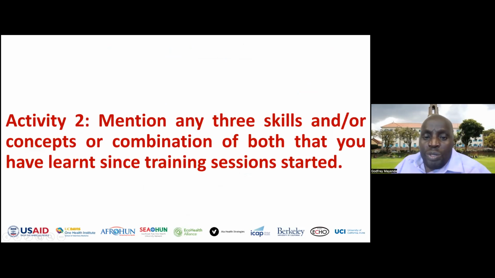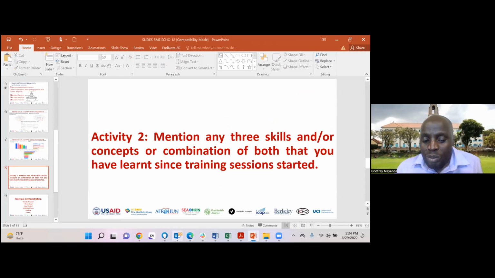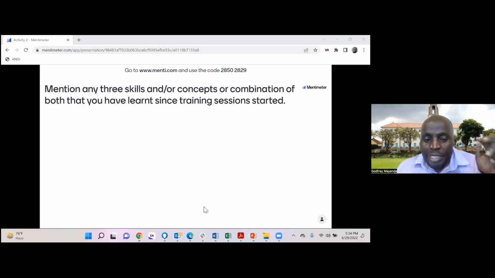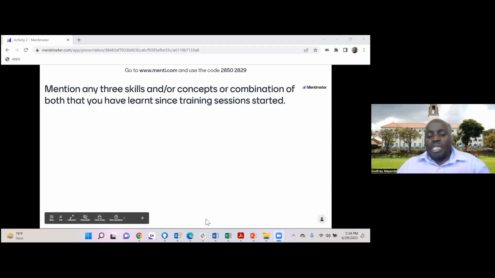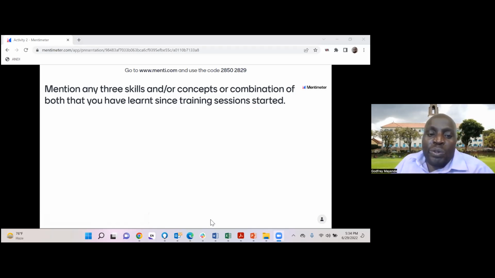Yes, as we said, we are going to do this. I am going to bring this question forward again because I'm trying to apply what I'm saying. Activity number 2 is a simple activity, which let me copy again in the chat. Activity number 2 is basically we are asking you to mention any three skills or concepts or combination of both that you have learned since training sessions started in this vCOP, the community of practice.